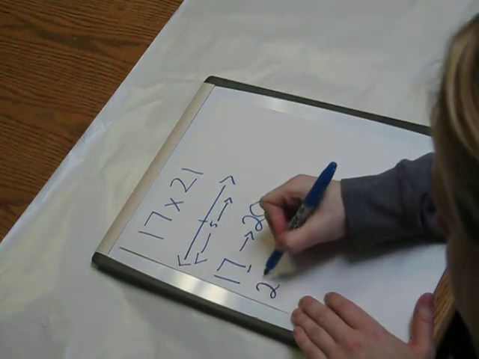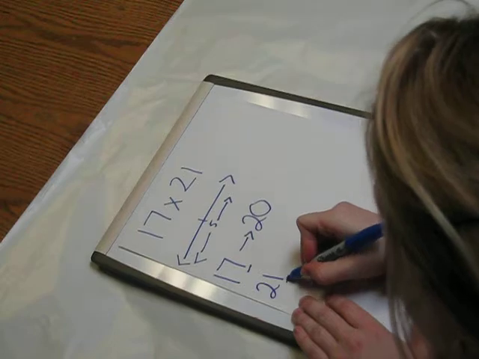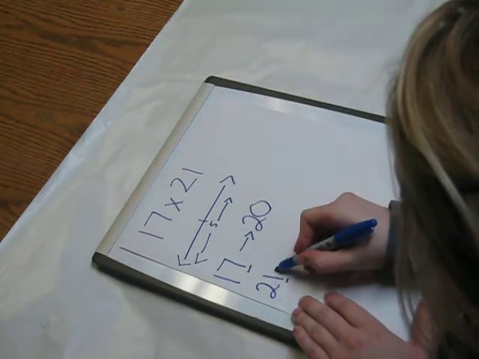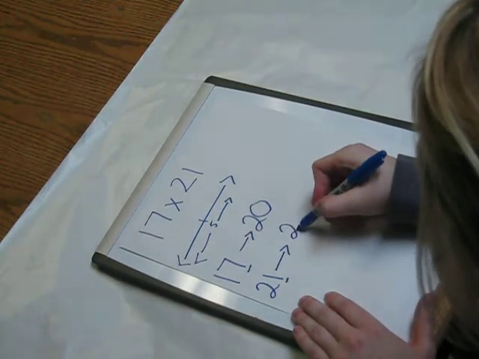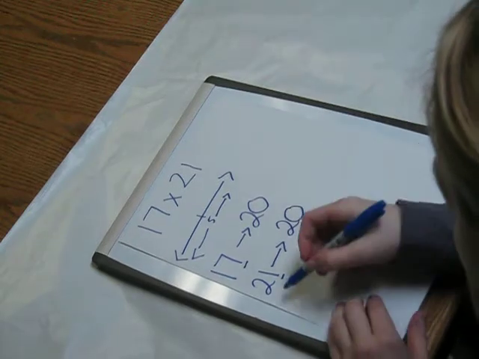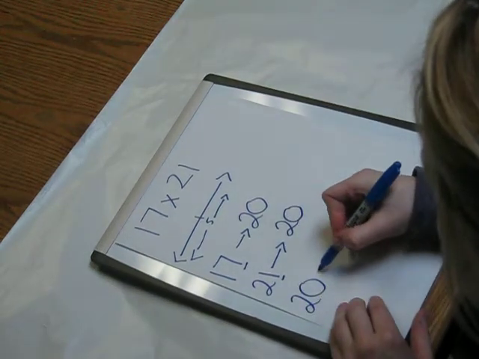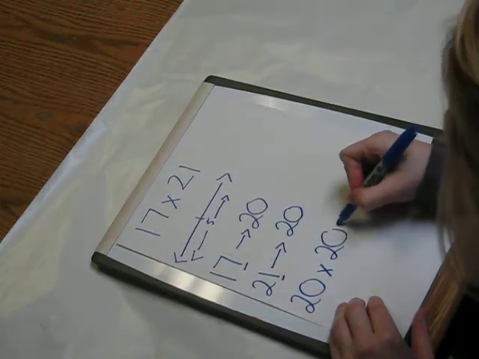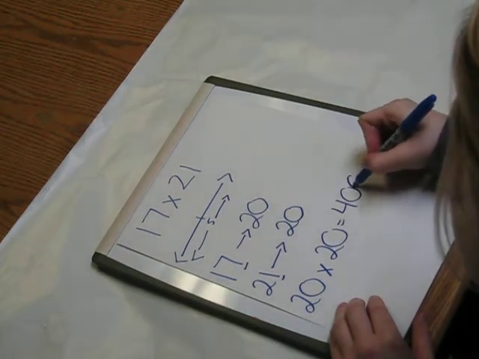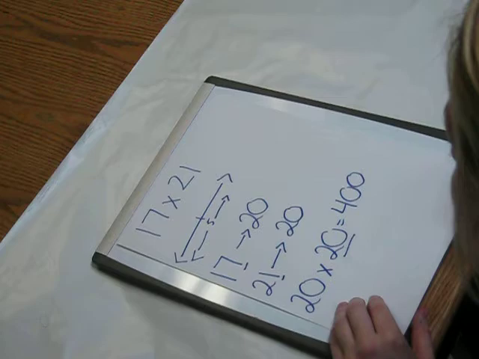Looking at the second factor of 21, we look at the ones place value. Notice that it's a 1 and know that we're going to have to round down to 20. Our new estimated question is 20 multiplied by 20, which gives us 400. We know this because 20 is a benchmark number.